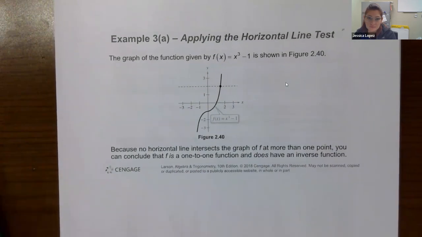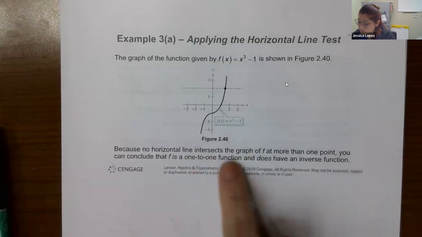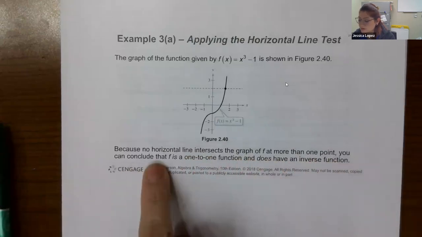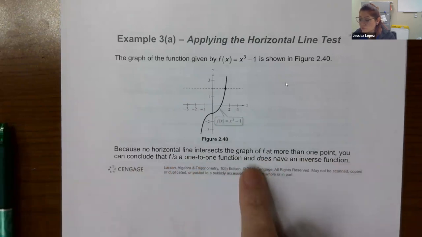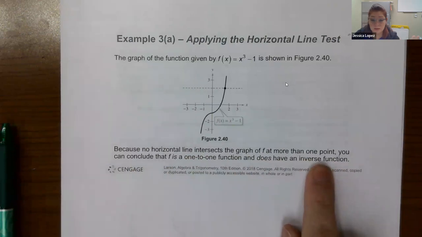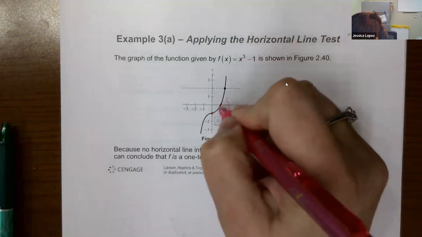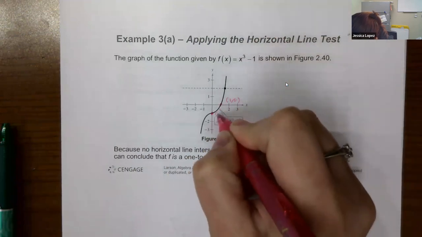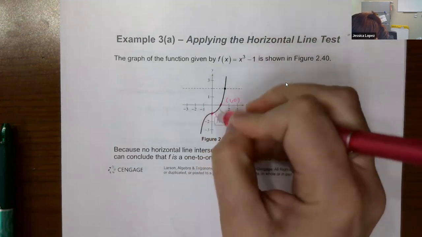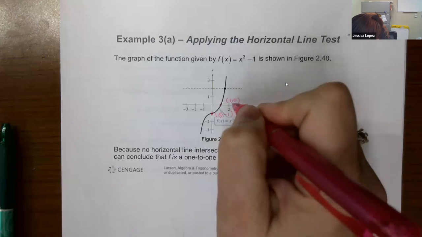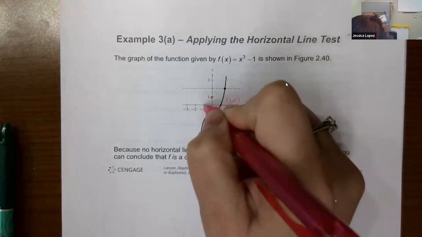So here's example three. It says the graph of the function given by f of x equals x cubed minus one is shown in this figure. And it says, because no horizontal line intersects the graph at more than one point, you can conclude that f is a one-to-one function, and therefore it does have an inverse. They haven't shown me how to find it, but they're telling me that one exists. Now I know how to find it because we already know that all you have to do is swap these points. So the coordinates of this point are (1, 0), and the coordinates of this point are (0, -1). So if I swap that, I get (0, 1), and if I swap that, I get (-1, 0).